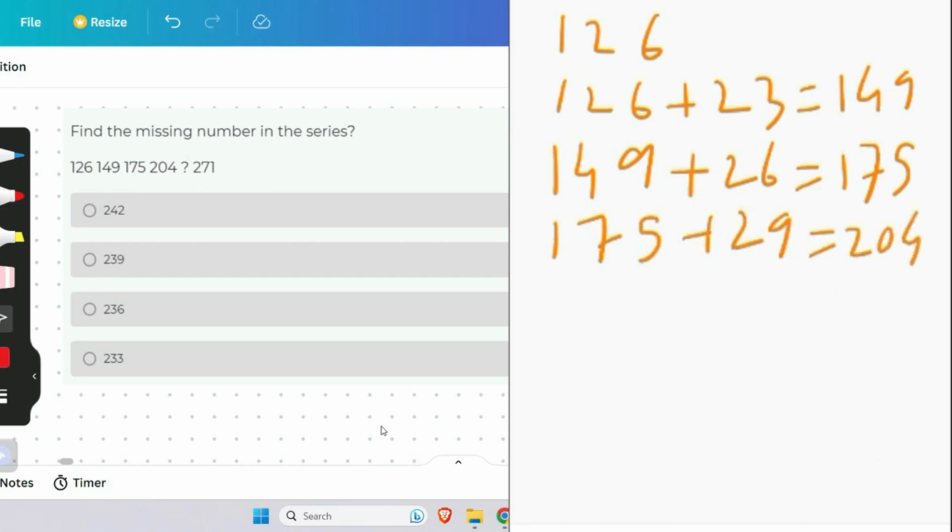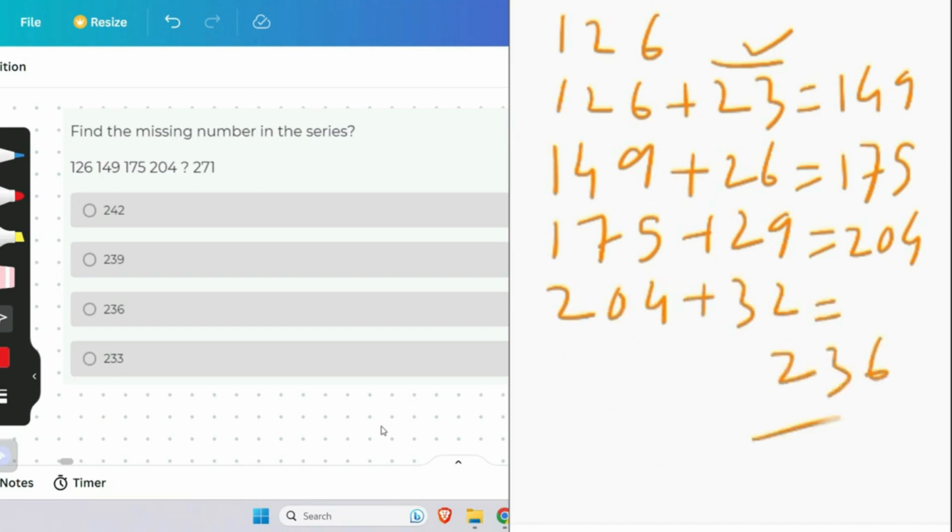So implement the same logic in this case as well. Actually the logic is the number here is being increased by 3. So the 204 will be added with 32, right? So the number will be 236, right? So the answer is 236. Okay, the option 3 is the correct answer. Okay, let's go to the next question.